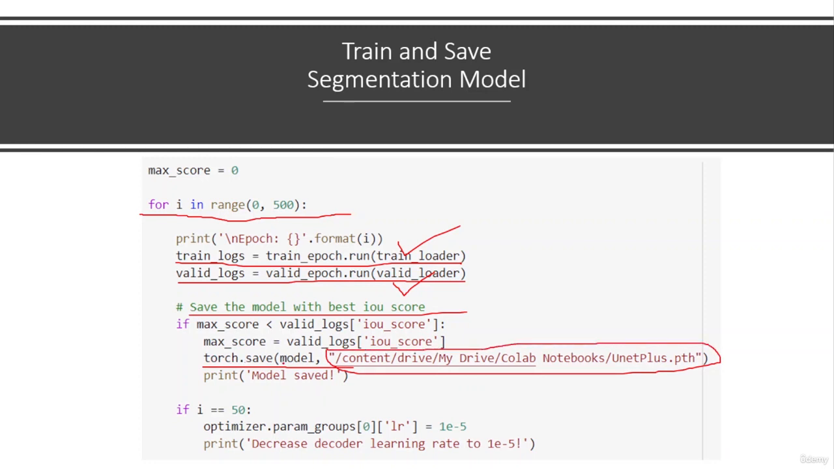So with torch.save, the model that is being trained will be saved to this path with this name. For example, if we are going to train the unet++, the model will be saved as unet++.pth on this very path. Also you can change the learning rate. For example, if the epochs reach 50, then decrease the decoder learning rate to this value. So you can also change the learning rate during the training.